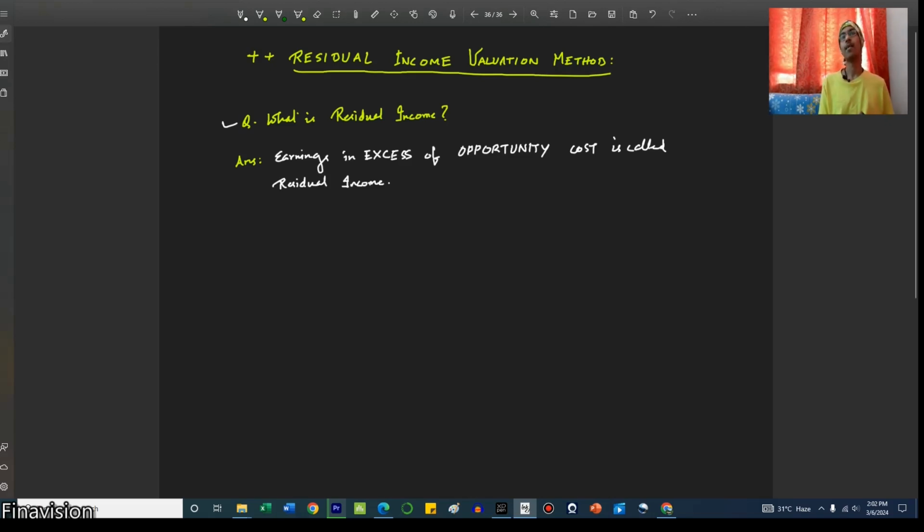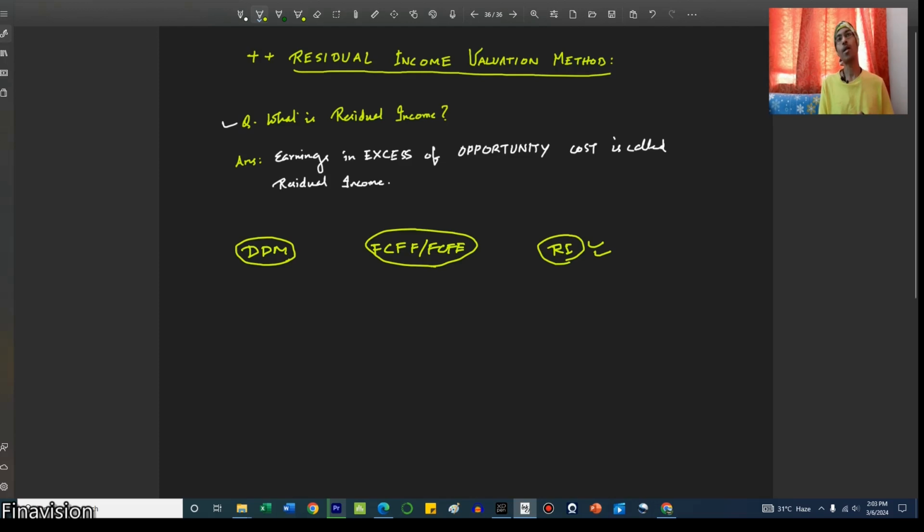Today we will be discussing a valuation method based on residual income. There are three major ways to value companies: the dividend discount model, DDM, the free cash flow valuation model, which is also there in the curriculum, and the third method is valuation through residual income. So we will be discussing this today.